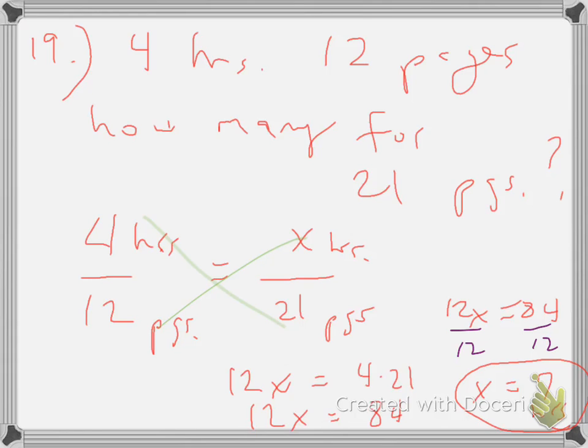Another thing to realize is you could have looked at this thing over here and said, oh, 4 hours to 12 pages, that's the same as 1 to 3. 3 pages in an hour. There's lots of different ways you can flip the fractions over as long as you're consistent. Hours to pages, hours to pages. Now I just reduced that to 1 hour for 3 pages. So 21 pages, well, how many 3's go in there? 7. I mean, you can get it that way too. It's all good. All roads lead to Rome, they say, and we're roaming around on this algebra problem.